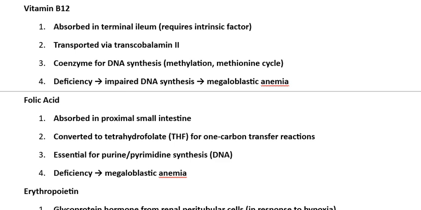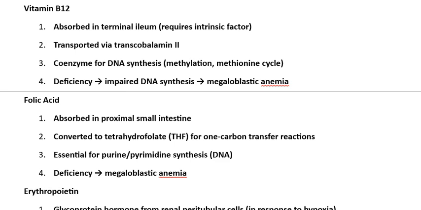Inside cells, B12 acts as a vital coenzyme for specific metabolic reactions. Particularly those involved in DNA synthesis. Specifically, it's needed for the methylation of homocysteine to methionine, which is part of the cycle that regenerates the active form of folate. Wait, hang on. So B12 is needed to keep folate working properly for DNA synthesis? Yes, this is a really key insight.